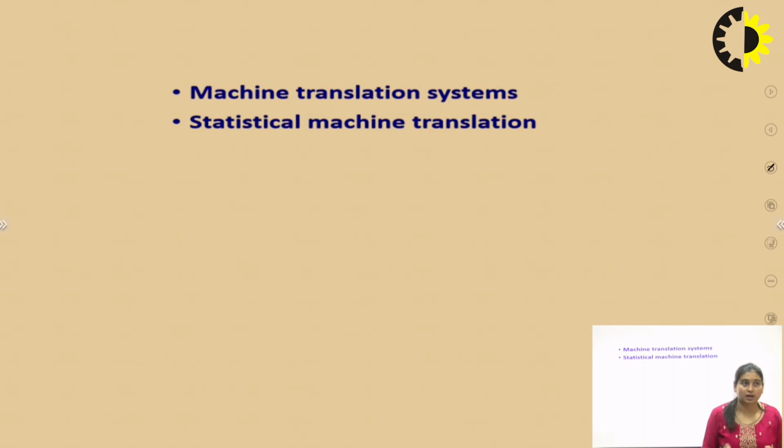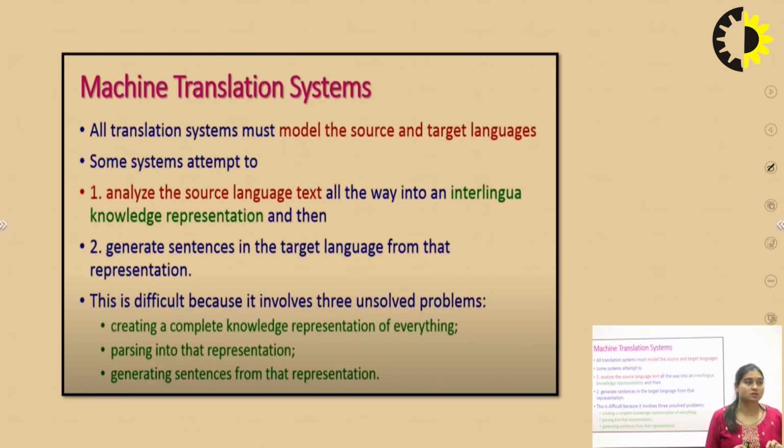Next, again, there are two systems. First is the MT system and second is statistical machine translation. Now the first is the machine translation system. All the translation systems must model the source and the target language. The target language is the one in which I or anyone wants to convert the language to. Some systems attempt to analyze the source language text all the way into an interlingual knowledge representation, and then generate the sentences in the target language from that representation.